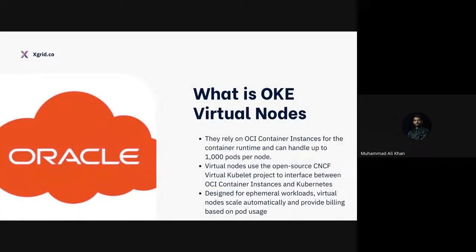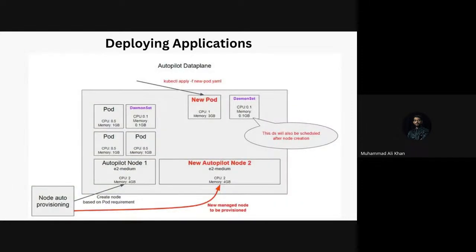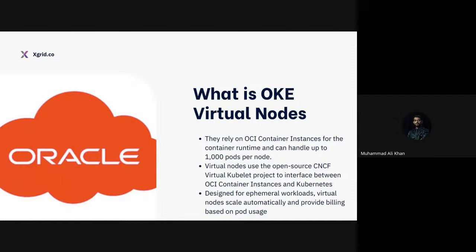Okay. Next, we can move on to OKE virtual nodes. Another alternative to GKE Autopilot clusters is OKE virtual nodes, which is a fairly new offering by Oracle that targets serverless offerings for your Kubernetes deployment needs. So, what are OKE virtual nodes mainly?